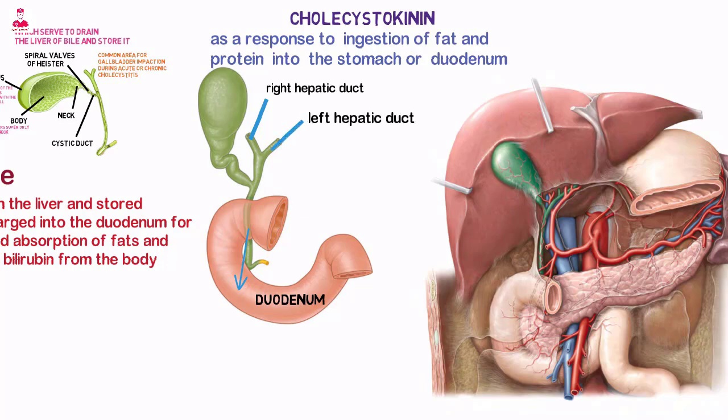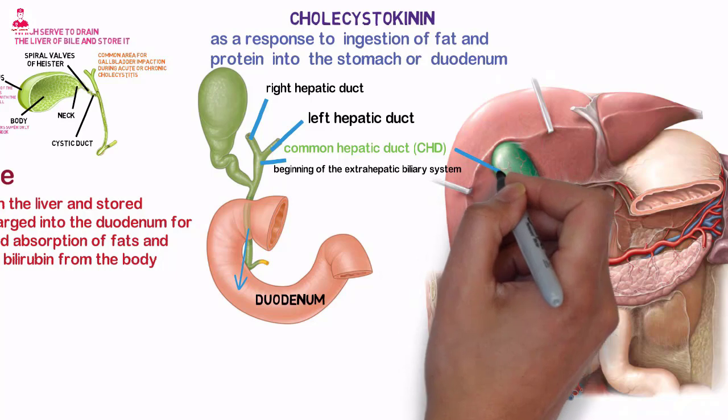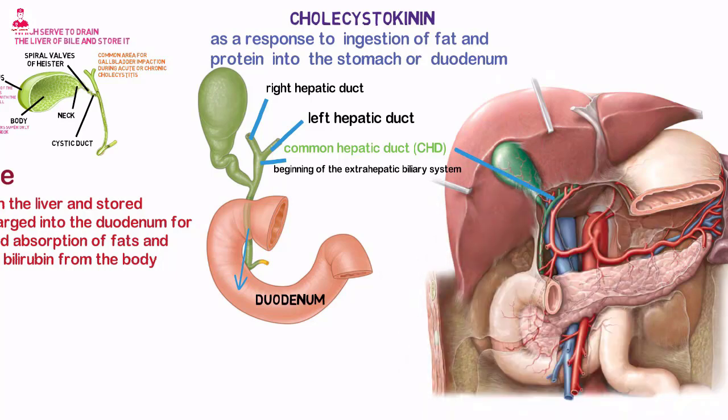The right and left hepatic ducts unite at the porta hepatis to form the proximal portion of the common hepatic duct, CHD, which marks the beginning of the extrahepatic biliary system. The CHD is located anterior to the portal vein and lateral to the hepatic artery in its caudal descent from the porta hepatis. As the CHD descends in the free border of the lesser omentum, it is joined from the right by the cystic duct to form the common bile duct, CBD.